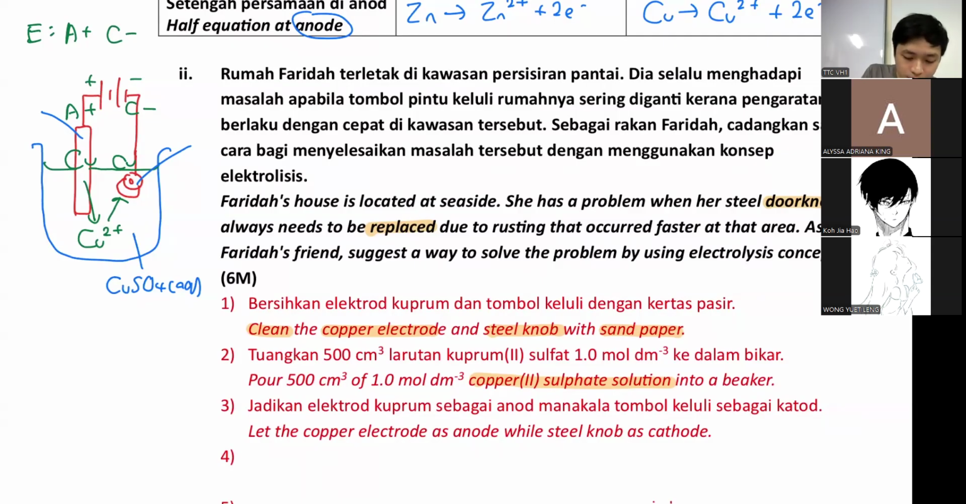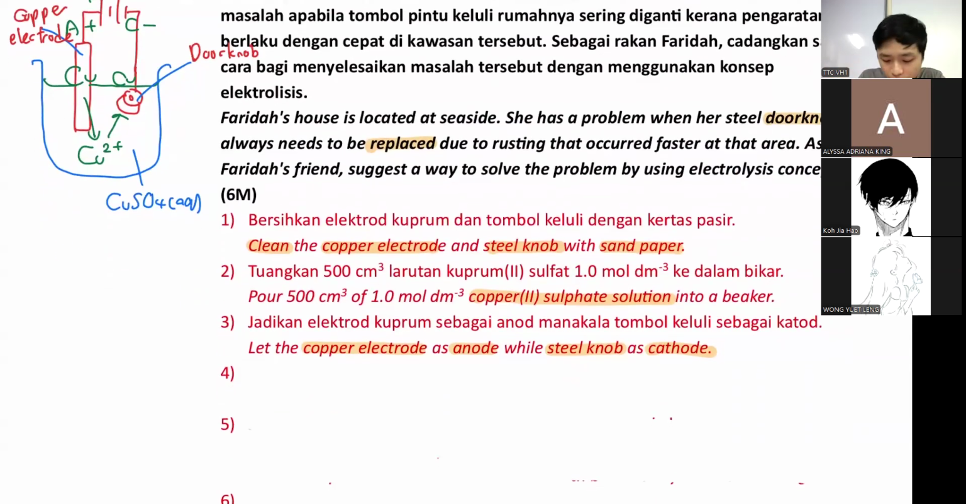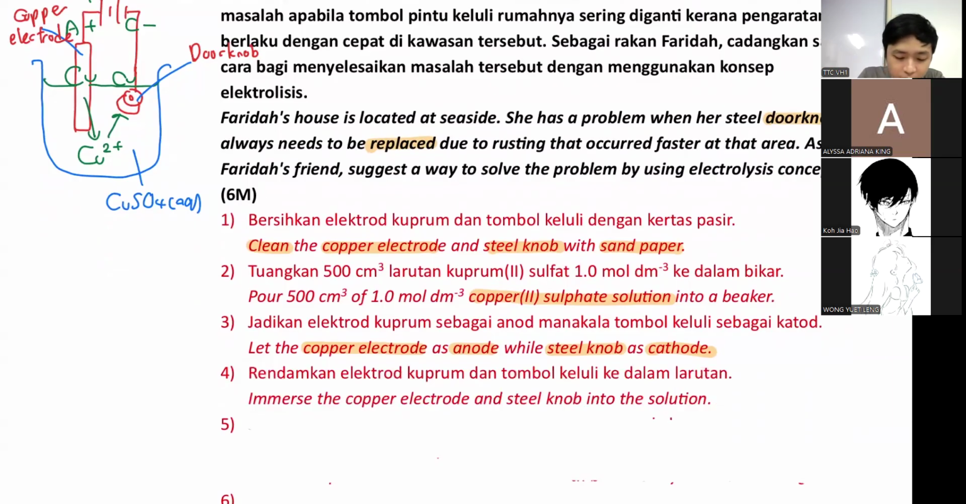The copper electrode. Sometimes the exam can also ask you to draw. So keep it in mind. Even if I know you might draw a very ugly doorknob, don't worry, you just label it enough. Then you can label this one doorknob, connected to cathode. Then you mention connect to battery, connect with wire. Immerse these two things into the solution.